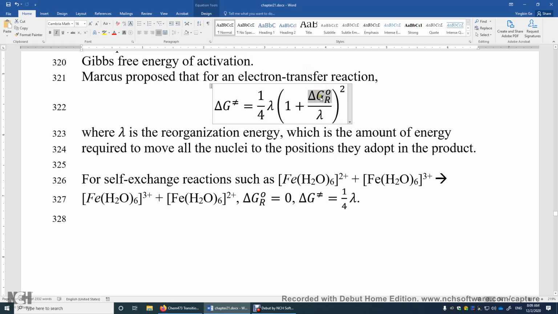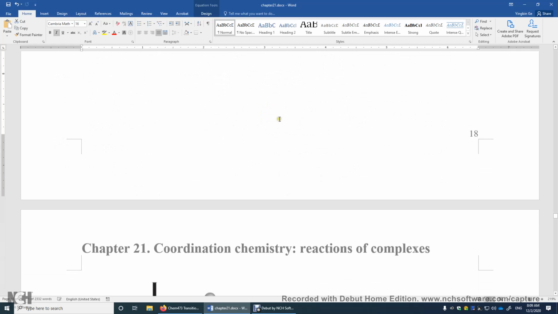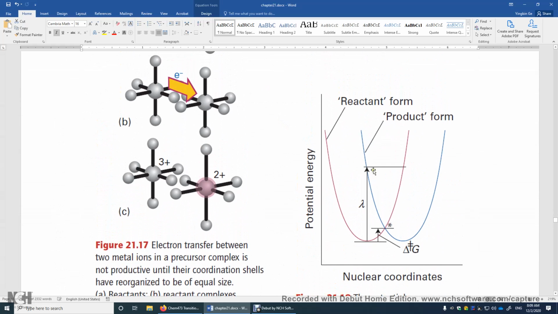So over here, you plug in 0 for self-exchange reactions. And once you put 0 here, this becomes 1 squared. It's 1. Delta G double dagger is just 1/4 of lambda. So again, let's get back to this picture. Let's say this is a self-exchange reaction. This Gibbs energy is equal to this Gibbs energy. They do cross. Over here, they cross, and this is roughly 1/4 of lambda.